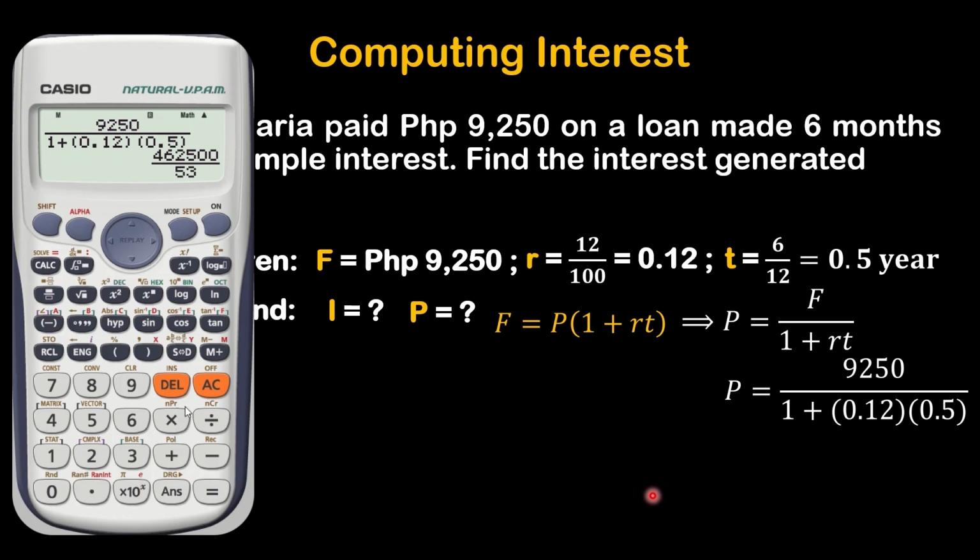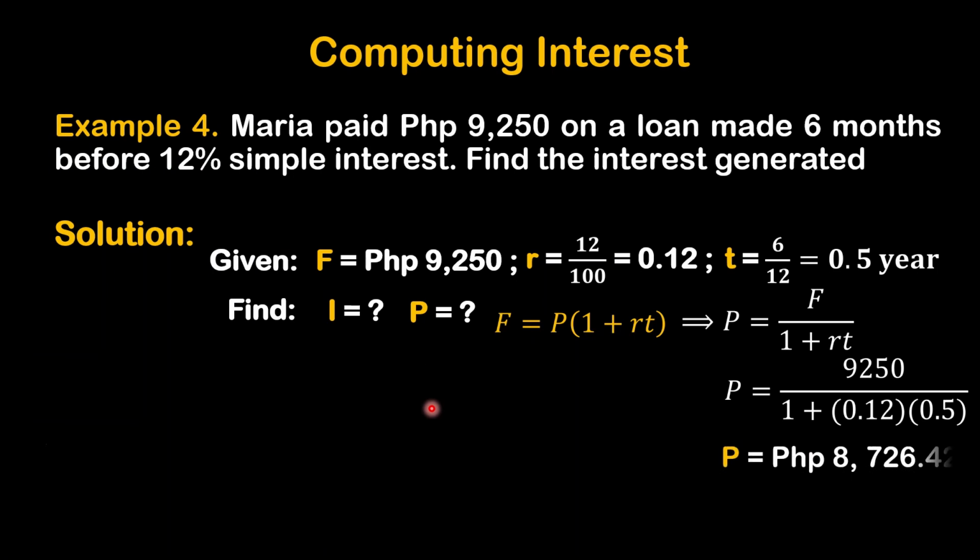Okay, so we need to convert that one to decimal. So that is 8,726.42. Round up kasi ang next ni 1 is 5. So that means kailangan natin i-round up to. So therefore, ang answer natin dyan is 8,726.42. So this is the value of our P.